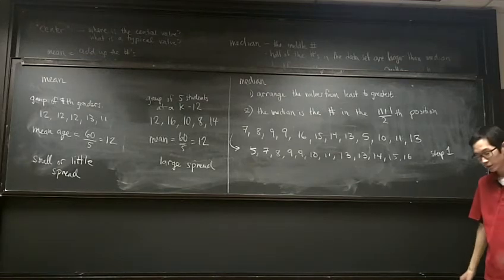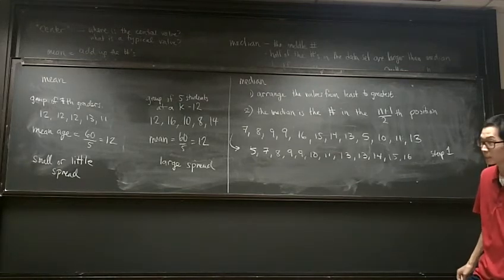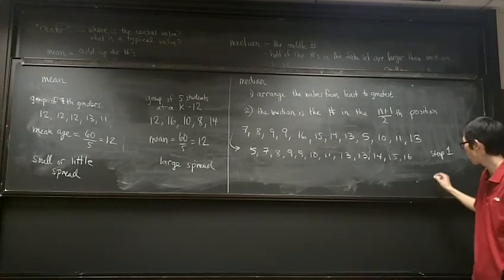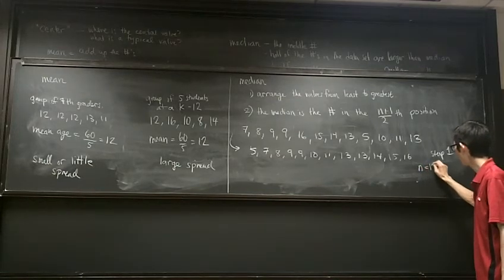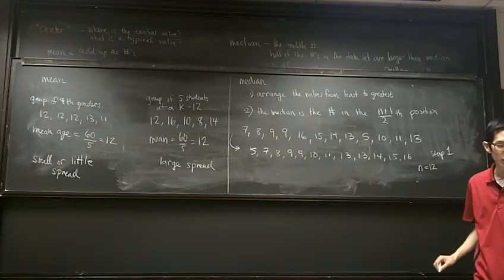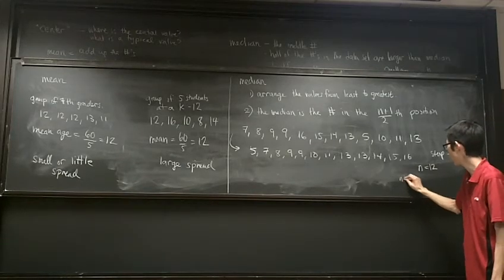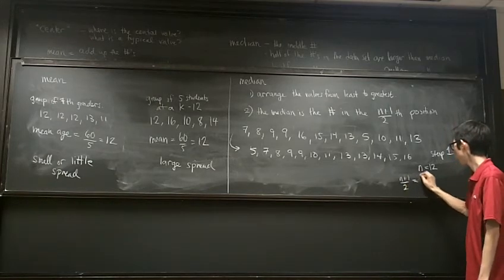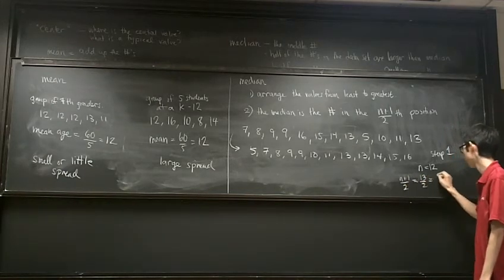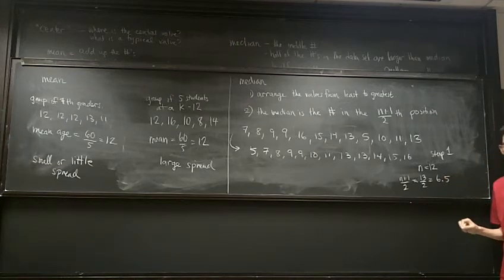Alright, and you can shout it out. What is my n here? 12. I've got 12 numbers, so n is 12. And what is n plus 1 divided by 2? 6.5. So n plus 1 over 2 is 13 divided by 2, 6.5.